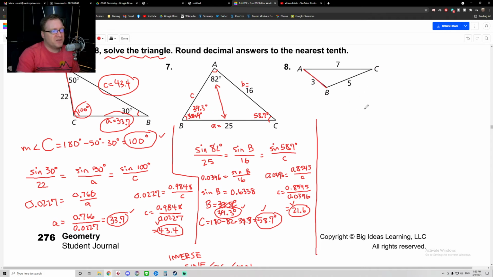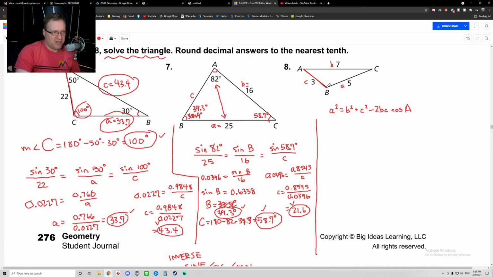equals, well, actually, remember we learned above the law of cosines, which is a squared equals b squared plus c squared minus 2bc cosine A. That was the law of cosines that we learned above. So where is A here? Well, this is A. Where is B? This is little b. And where is C? This is little c.